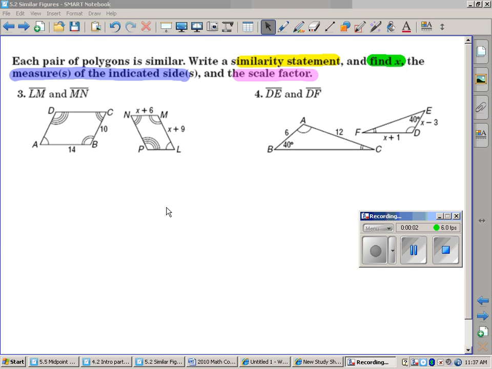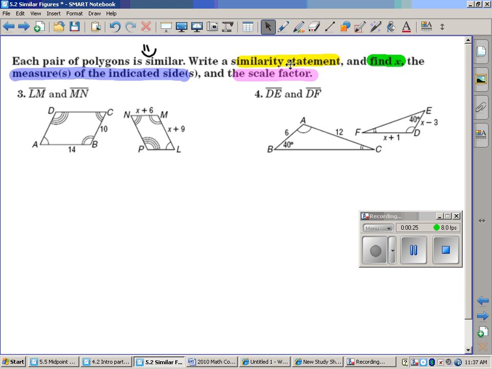Today we're going to look at similar polygons. Over here on the left side we have two items that appear to be parallelograms. We can just call them quadrilaterals for now. And we also have two triangles over here. It says in our instructions each pair of polygons is similar, and that's an important thought to consider. We already know that they're similar.